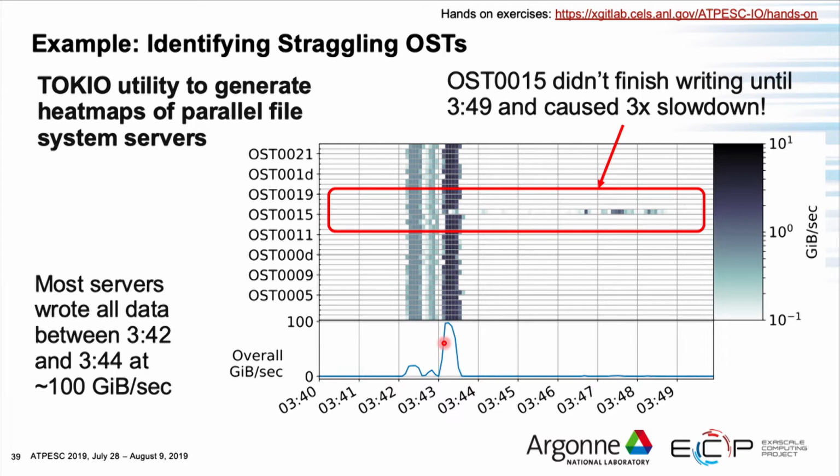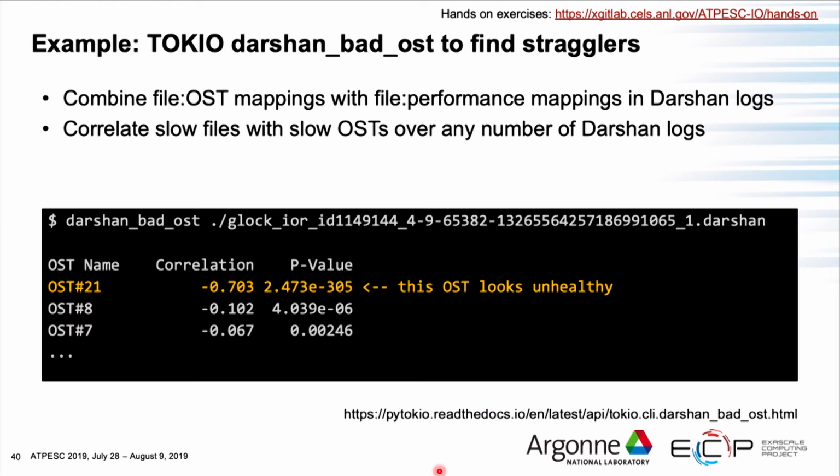These are a common occurrence in every parallel I/O system because one slow server will slow down the entire write operation because the write doesn't finish until the last bit gets committed down to disk. So we built this very simple tool called Darshan bad OST, and it just opens up a Darshan log and then looks at all the files, what their performance was, and then looks at all the OSTs over which that file was striped, and it just does a very simple Pearson correlation to line up files that behaved very poorly with OSTs that kept appearing when performance was really poor. And if you run this tool, it literally prints this out. It says, this OST looks unhealthy.